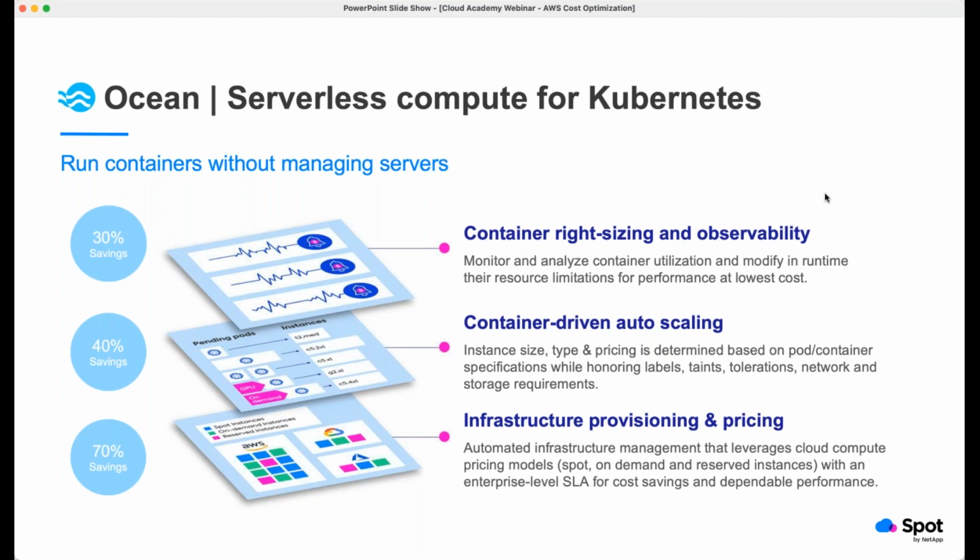The second layer that we'll talk about is container-driven auto-scaling. So we have a controller that sits inside the Kubernetes cluster. And what that controller is doing is it's looking at the topology and architecture of that Kubernetes cluster and determining how the pods are scaling on the cluster. And then I'm going to go to the third layer while I talk about this, but it looks at how those containers are scaling and then ties it into the bottom layer, which is the infrastructure provisioning and pricing.